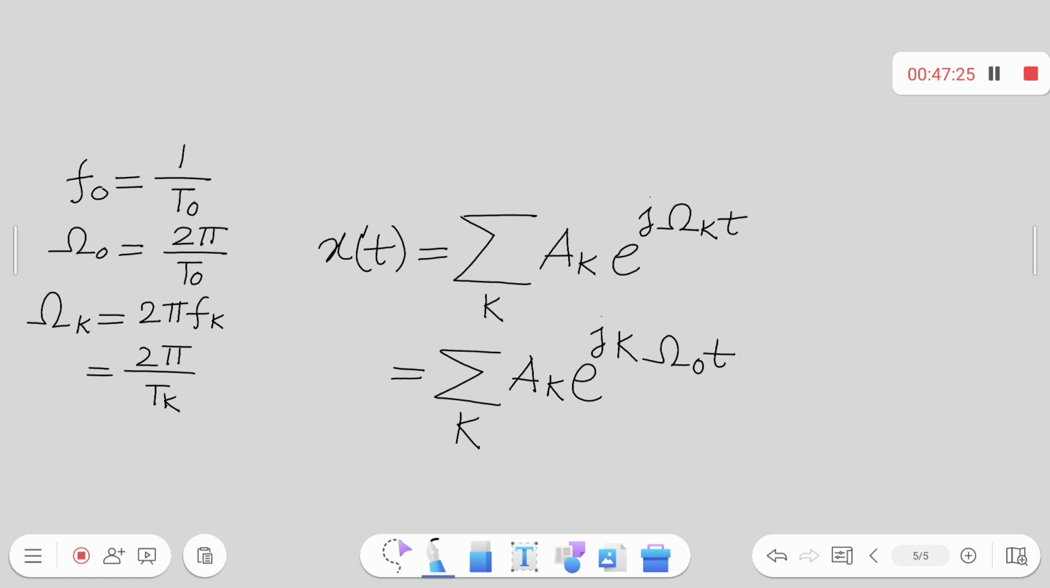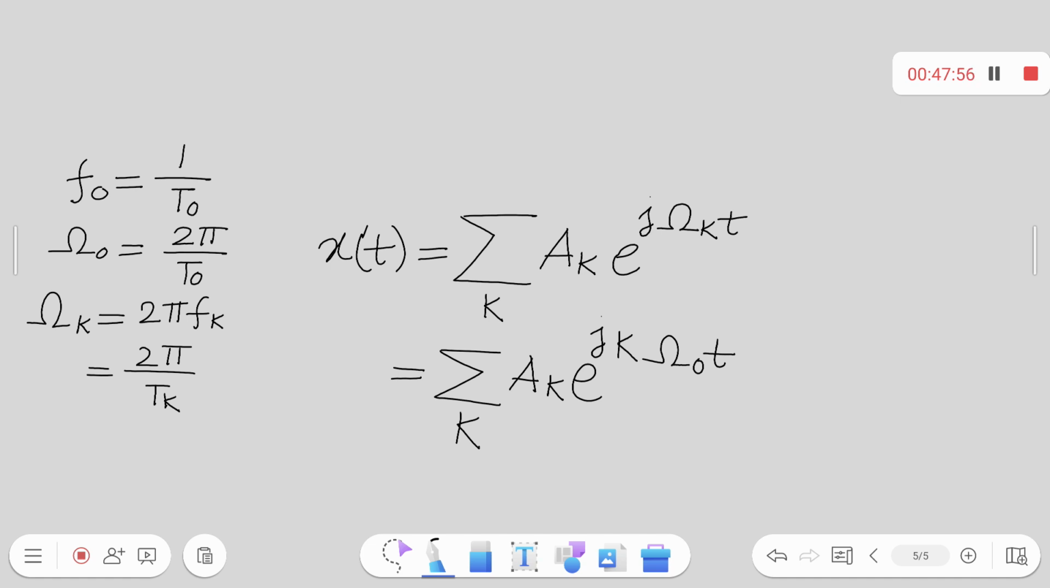So therefore the constituent basis functions, or constituent eigenfunctions, must have a frequency which is a multiple of the original frequency. So I have represented x of t as summation over k a_k e to the power j k omega naught t. Okay.